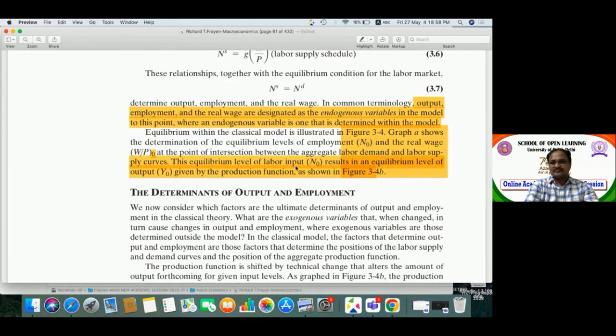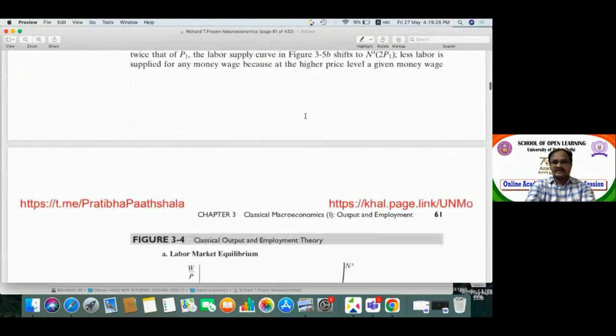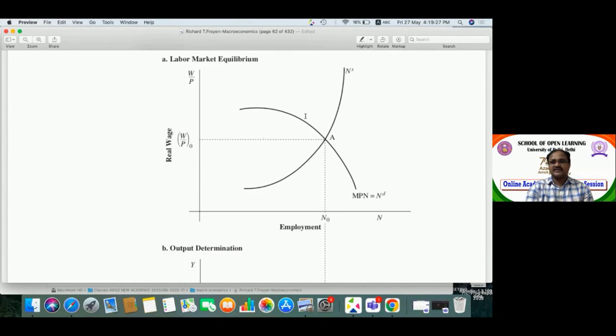Equilibrium level of output. So look here, NS is equal to ND. This determines output, employment, and the real wage at a particular point, where NS is equal to ND. So what do we have to explain here? This is the point. The equilibrium level of labor input and the equilibrium level of output is given by the production function. So the figure is here. This we need to explain.